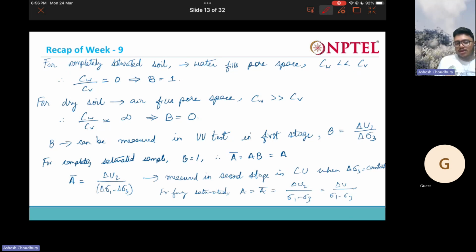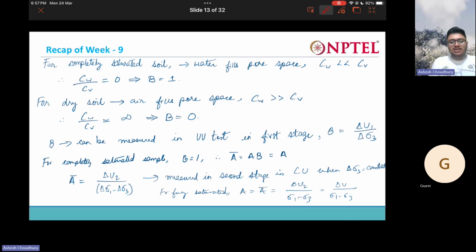Now for dry soil, in the pore space we have only air, with no water. If air is infinitely compressible, or Cv is very small compared to Cw, in that case B is equal to 0.